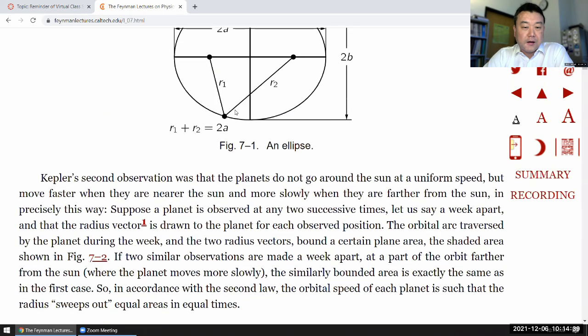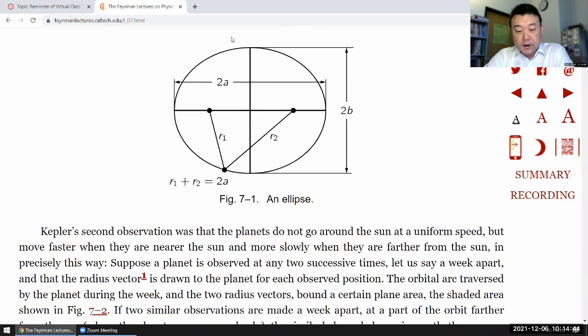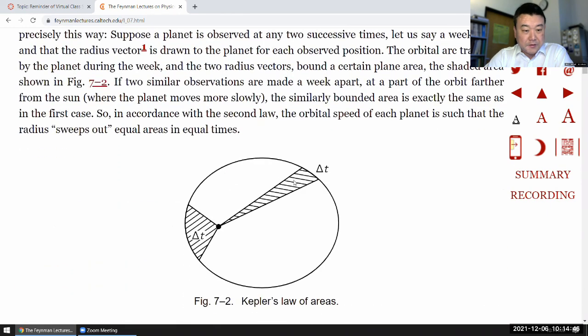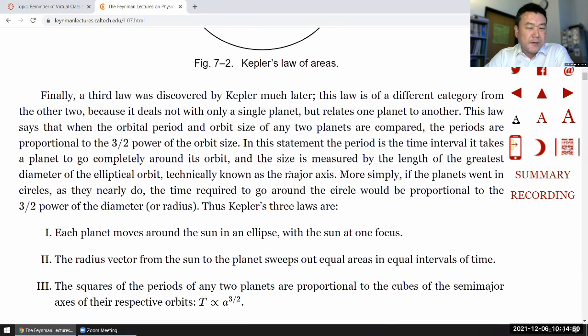And Kepler's second law deals with how the speed of the planets varies as they go around in this ellipse. This is the picture that demonstrates it. And the third law, I think there was about a gap of 10 years between his first two laws and the third law. It deals with comparing different planets. He found out the planets that are farther away from the sun move slower.